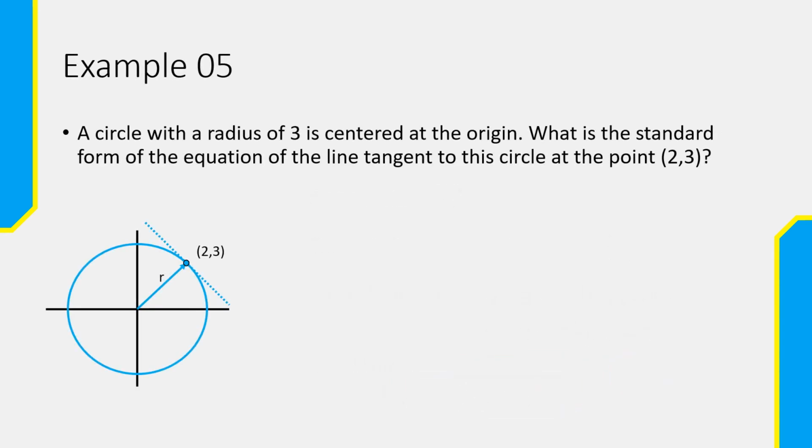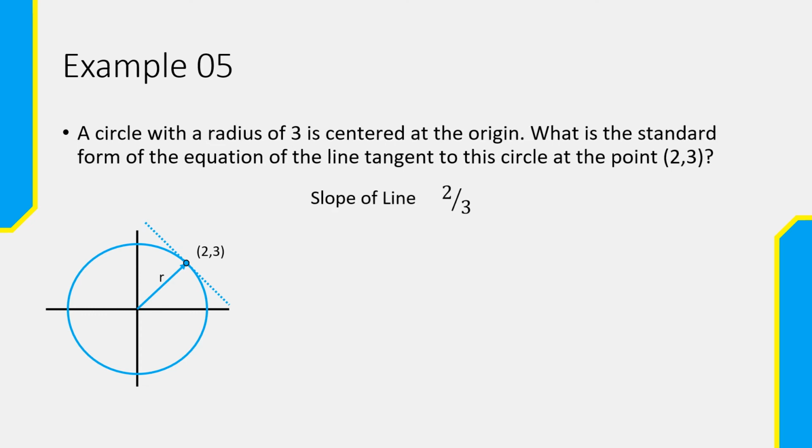For example 5, a circle with a radius of 3 is centered at the origin. What is the standard form of the equation of a line tangent to this circle at point 2, 3? Please pause the video here to attempt to solve it on your own.